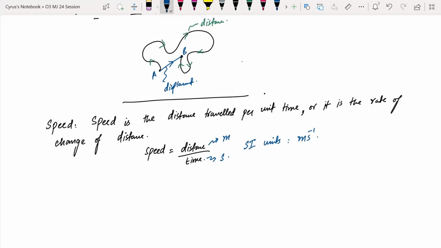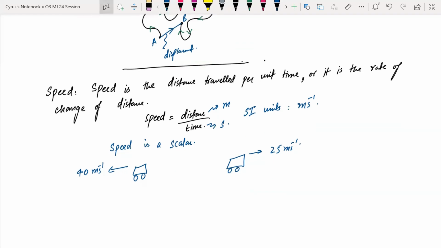You should also know that speed is a scalar, which means that इसमें कोई डायरेक्शन का कॉन्सेप्ट नहीं होता, ठीक है। For example I have a car here and this car is traveling towards right or left. This is left, this is 40 meter per second, this is right, this is 25 meter per second. तो हम लोगों को don't know about its direction. The direction is not important because it is the speed. Okay, so speed is a scalar.